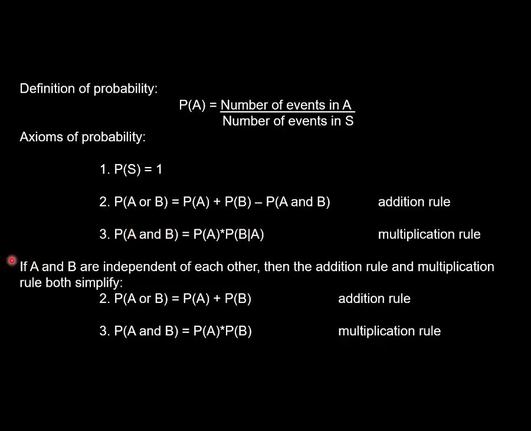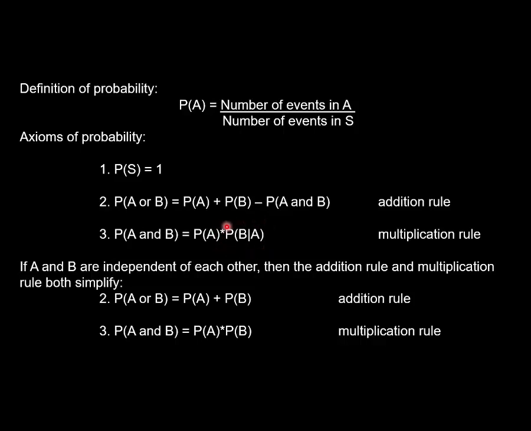Now, we do have a special situation where the two events A and B are independent of each other. And in that case, the addition rule and the multiplication rule both simplify. I should say independent and mutually exclusive, meaning you can't have both. In that case, the addition rule simplifies to just the probability of A plus the probability of B. And then the multiplication rule simplifies to just the probability of A and B is just the probability of A times the probability of B.